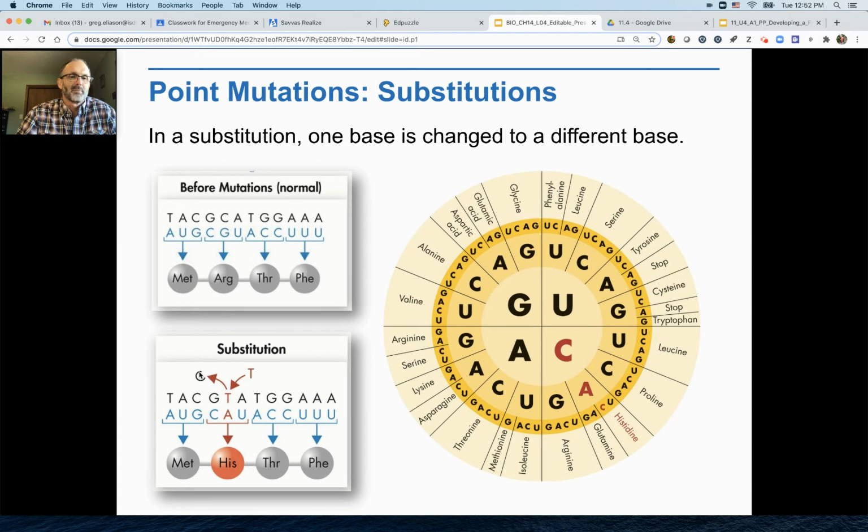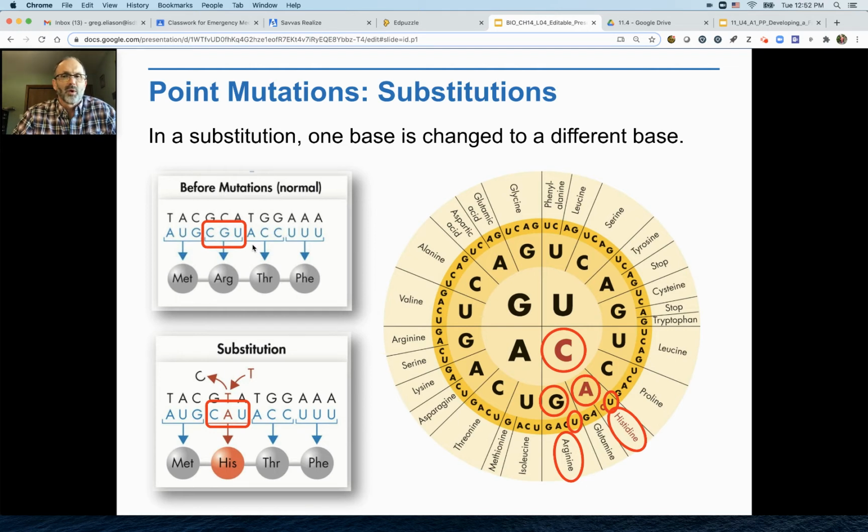So this C is going to be popped out, and a T is going to be put in through a variety of mechanisms that can happen: copying error, exposure to radiation, a whole bunch of different ways that we can have mutations in a cell, in a DNA. And because that thymine is now here, it's going to pair with an A. So it's going to change it from CGU to CAU, which is histidine. So you're going to change the amino acid from arginine to histidine.